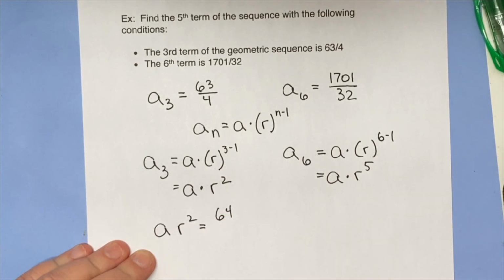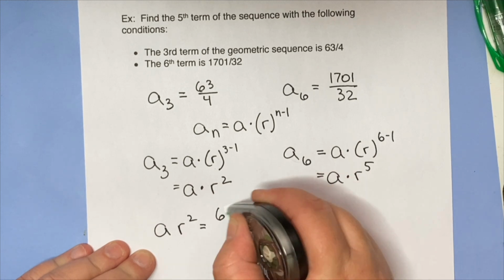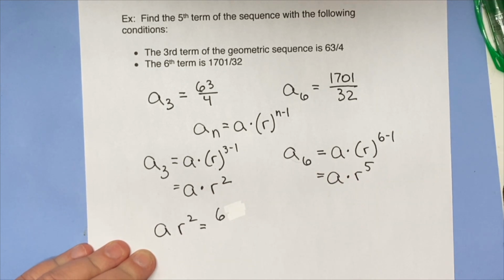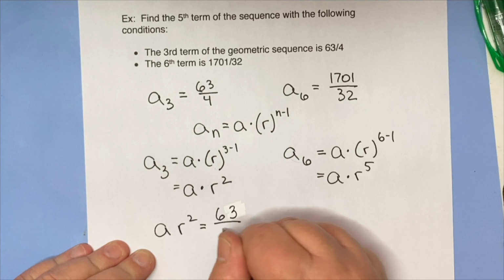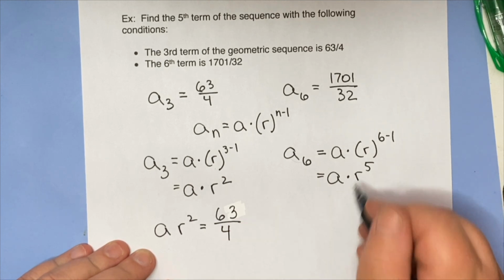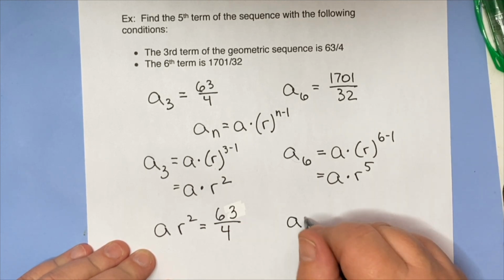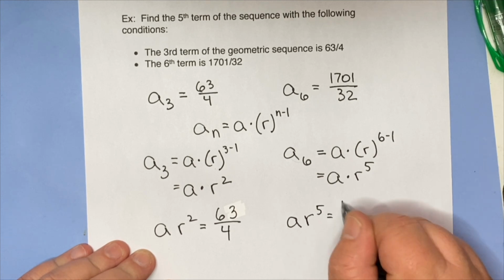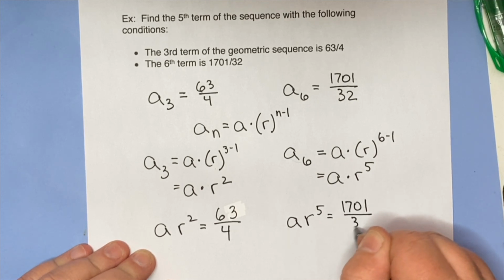63/4. And we know that the 6th term, ar to the 5th, is 1701/32.